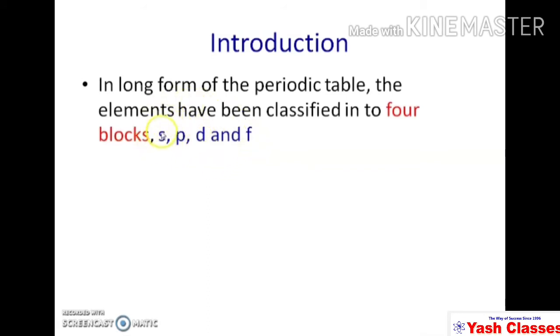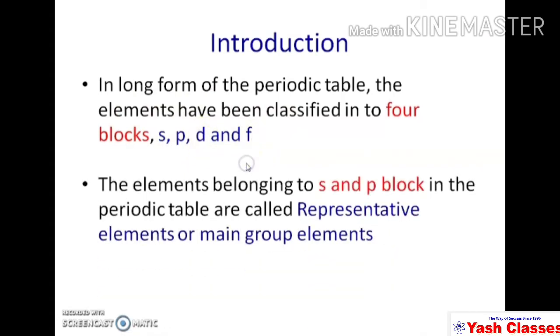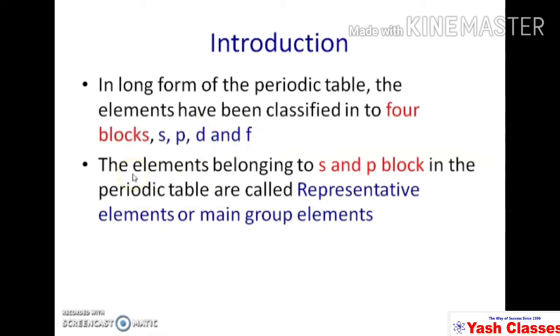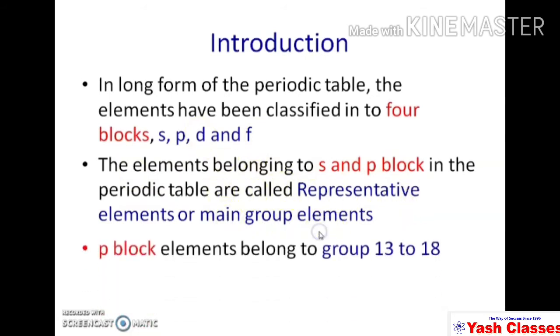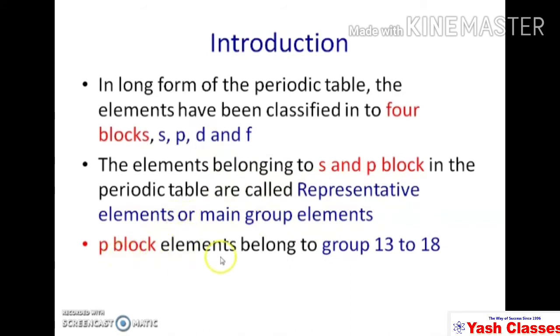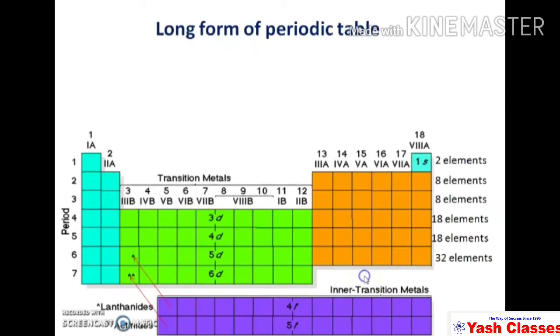In the case of s block elements, the outermost electron enters s orbitals. In the case of p block elements, the outermost electron enters p orbitals. Whereas in the case of d and f block elements, the outermost electron enters d and f orbitals respectively. The elements belonging to the s and p blocks in the periodic table are called representative elements or main group elements. Especially p block elements are placed in group number 13 to group number 18.